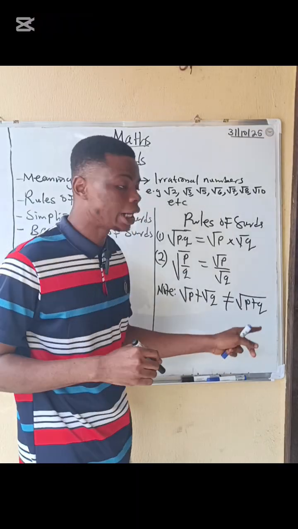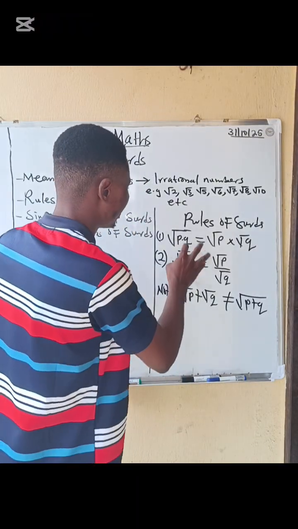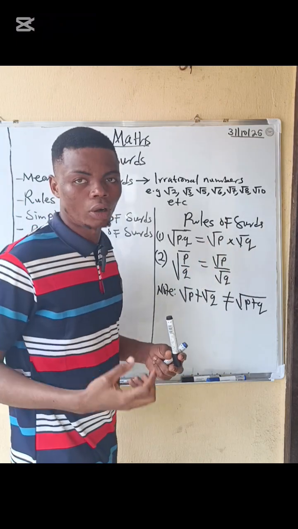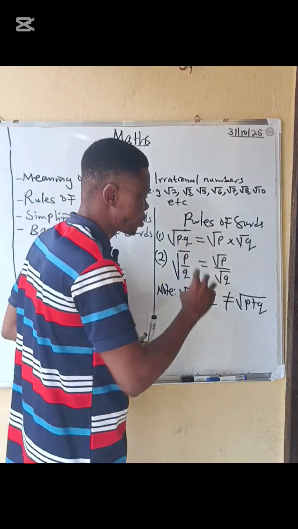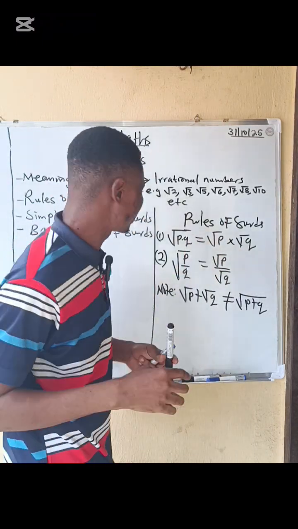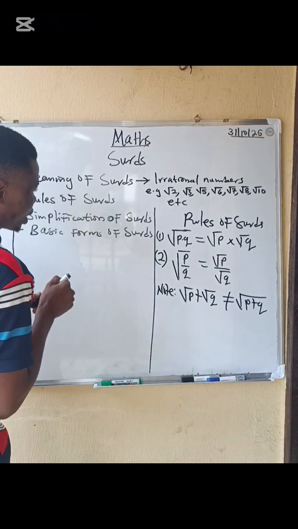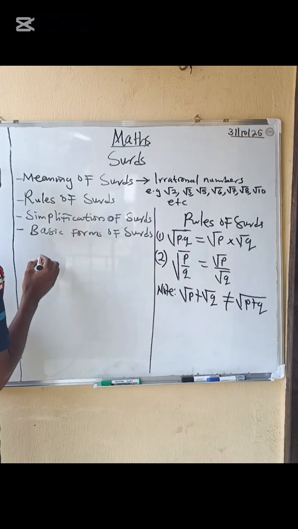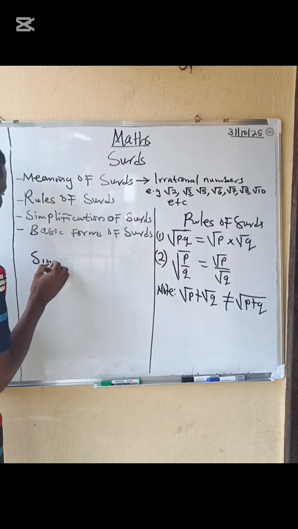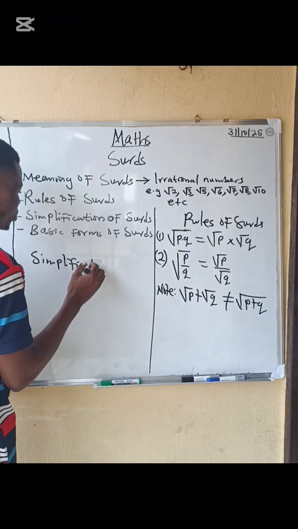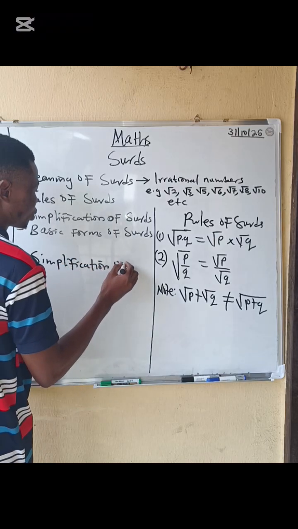Take note of this. Square root of p plus square root of q is not equal to root of p plus q. So if you write this, you are wrong. So these are the two rules of surds, and we are going to use them to simplify surds. The next thing we want to look at is the simplification of surds.